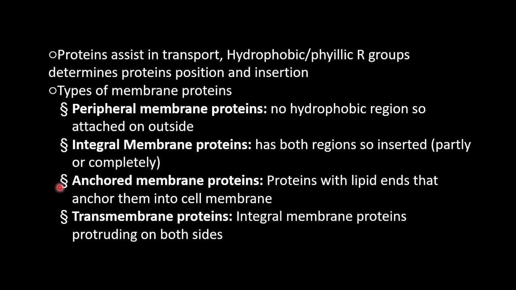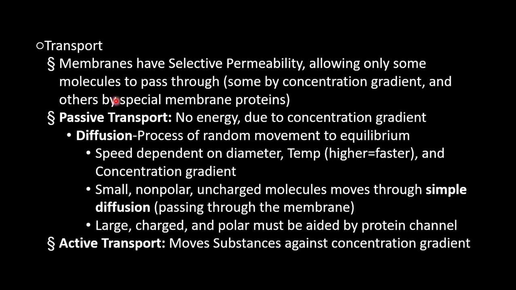There are two types: anchored membrane proteins, which have lipid ends that anchor them into the cell membrane, and transmembrane proteins, which span the entire length of the membrane and have protein sticking out on both sides. Alright, transport. Membranes have selective permeability, allowing only some molecules to pass through, some by concentration gradient and others by special membrane proteins.